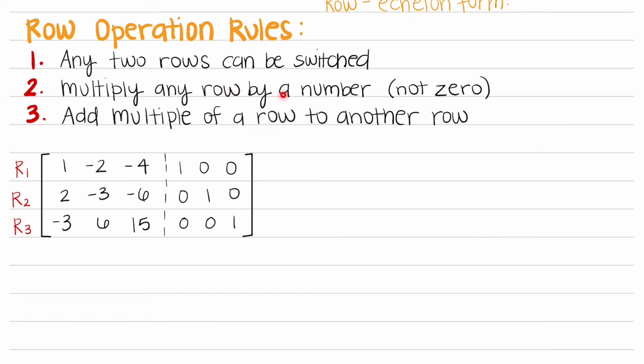Rule 2, multiply any row by a number that's not 0. So if we multiply this 2 by any number that's not 0, we're not going to get 0. So rule 2 doesn't work either. So our only option here is rule 3. Rule 3 is to add a multiple of a row to another row. To find out what that multiple would be, let's write out a formula for this rule.